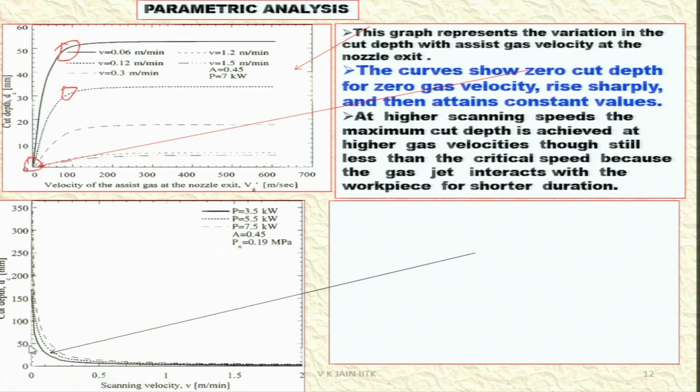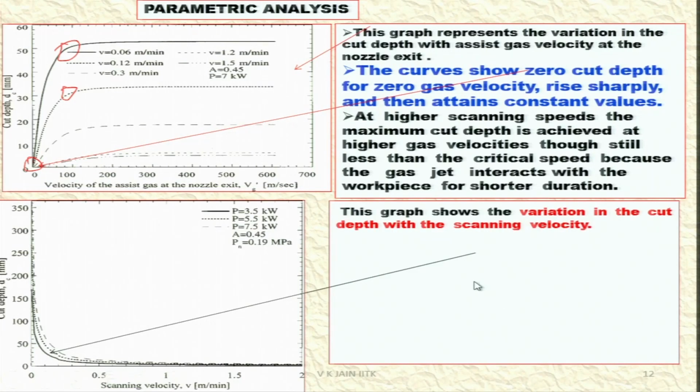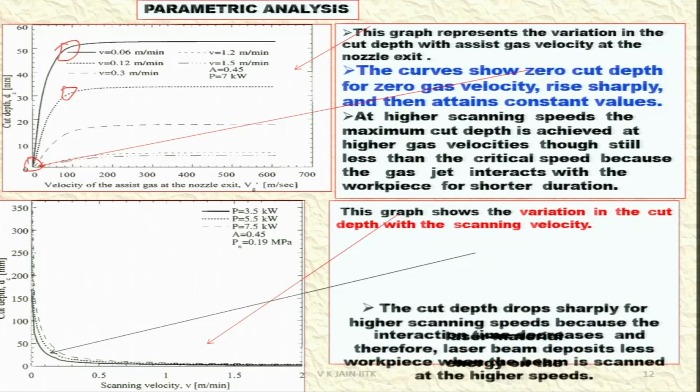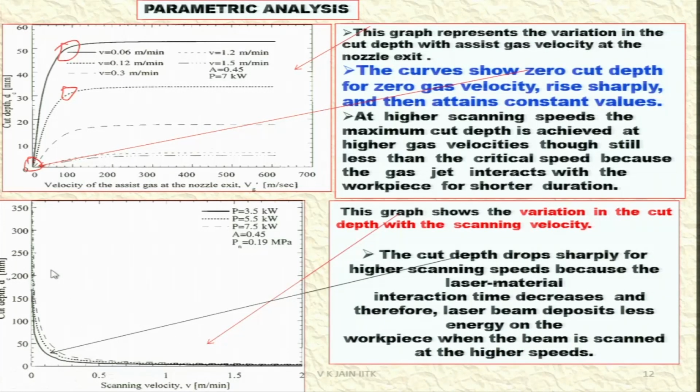You can see here the scanning velocity, and there is a critical speed beyond which there is no change in the cut depth. The graph shows the variation in the cut depth with the scanning velocity, and the cut depth drops sharply for higher scanning speed. This is dropping because the laser material interaction time decreases; as the scanning velocity increases, the time for the laser to interact with the workpiece material at a point decreases.